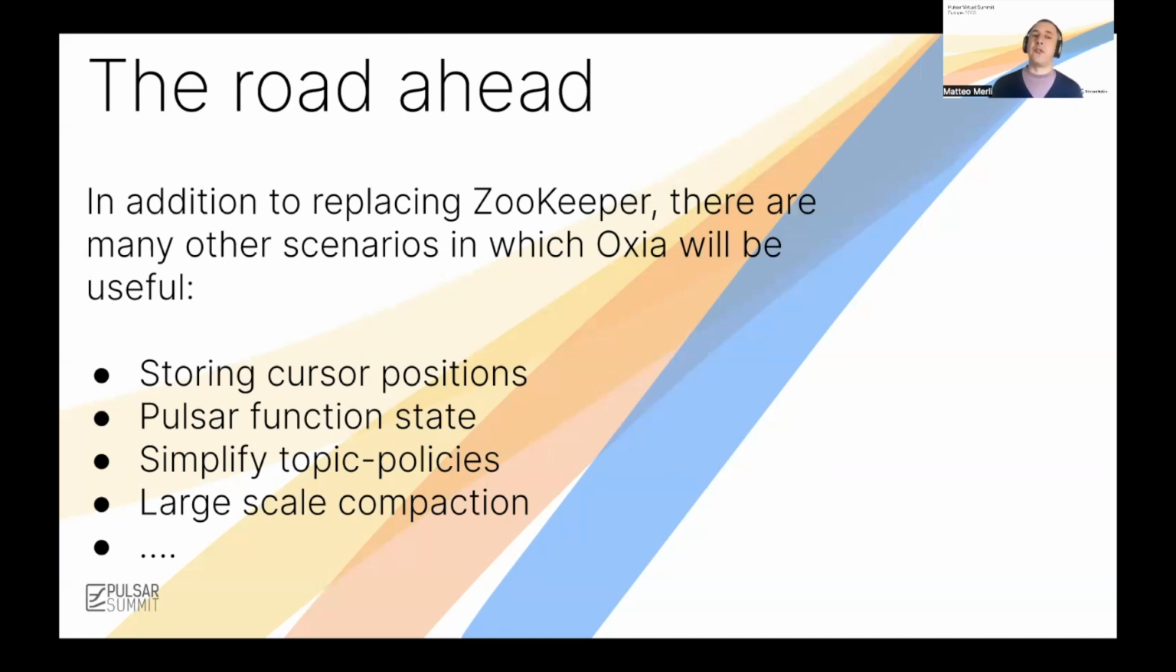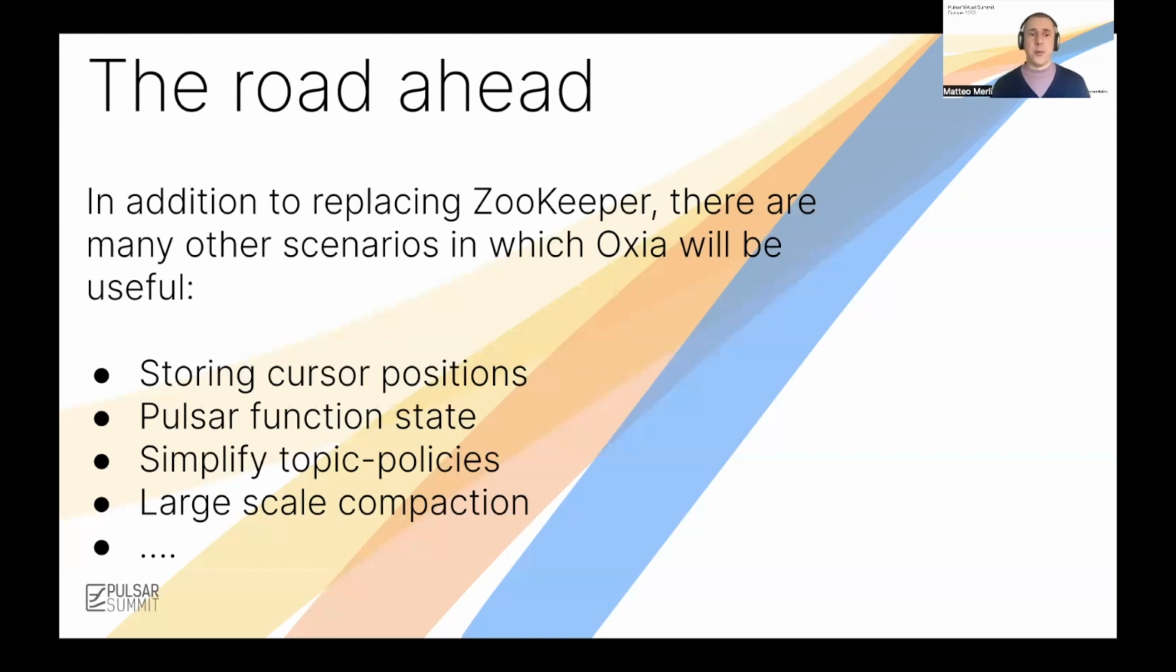One example is cursor positions. Right now we store them in ZooKeeper using ledgers. Now, it works, it's scalable. It's also very complicated, but we did that because we didn't have a better way of dealing with it. So if we were to switch this use case to Oxia, we can have a much easier way of managing cursors in Pulsar because we just have basic key-value access. So we don't have to worry about managing the ledgers manually and compacting them and so on. So it will be a much easier implementation.